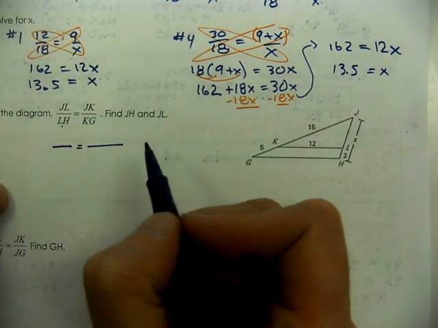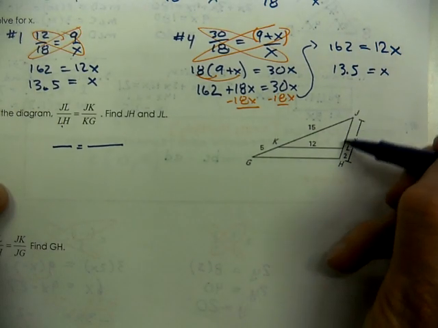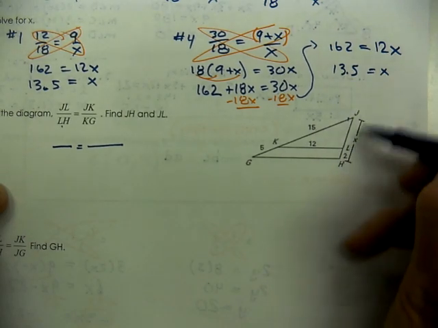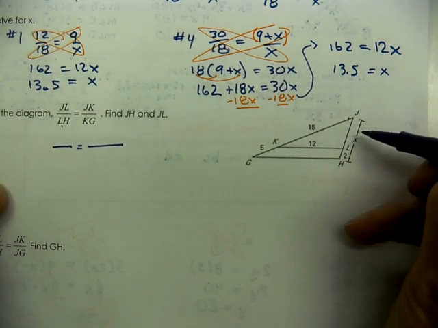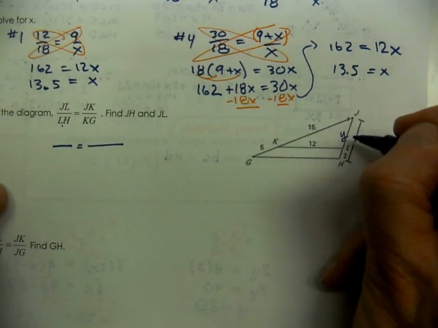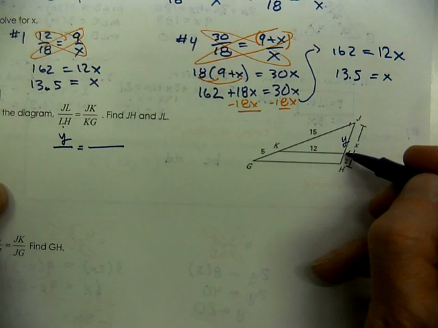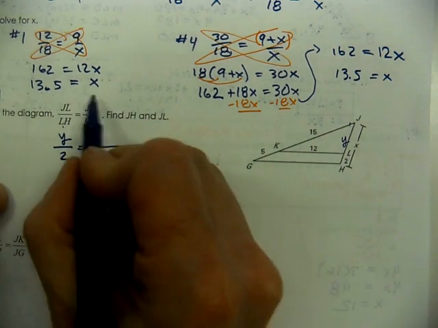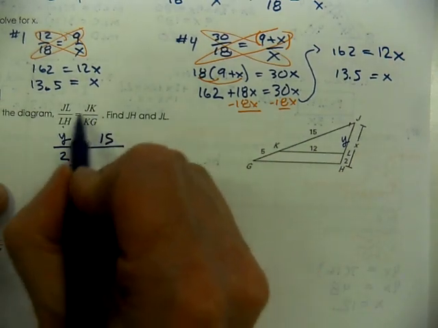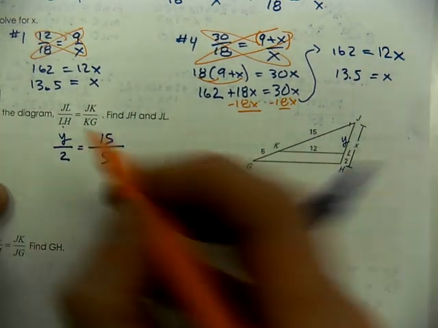All right, well, JL is unknown. I actually don't have any information here. And I can't use x because x is already described as this whole thing, okay? So that's a little bit of a problem. So let's pick a new variable. Let's just call that y. So let's put y on the top here. The length of LH is 2. The length of JK is 15. And the length of KG is 5. There's our proportion. Let's cross multiply.